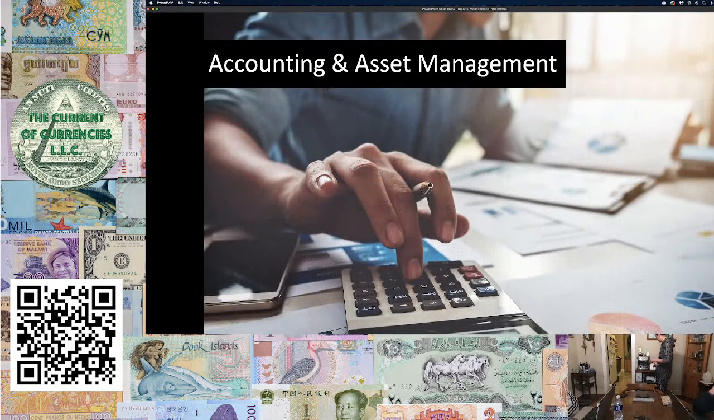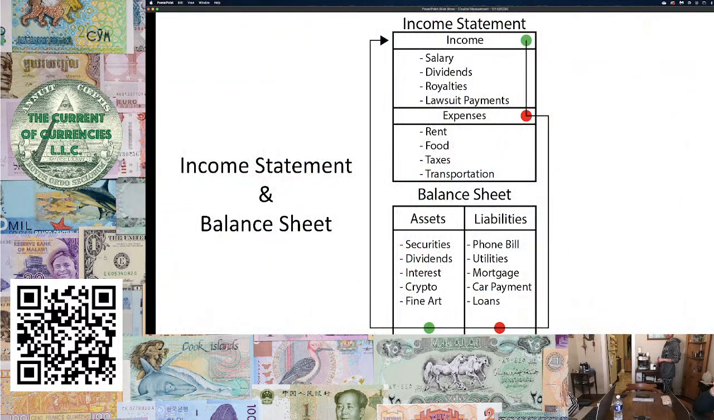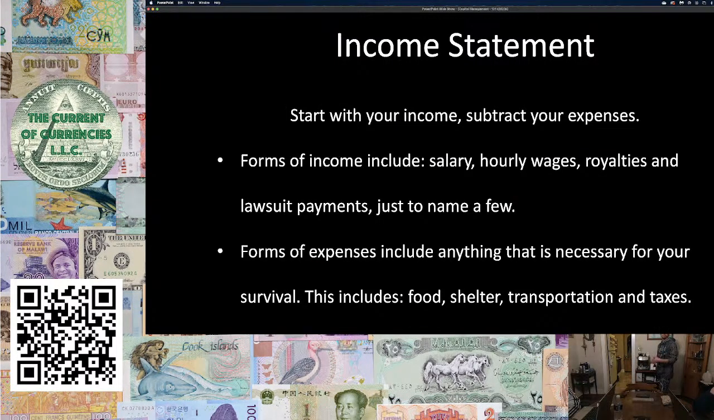So, accounting and asset management. Here is a typical income statement and balance sheet. This is for an average human being. So, we have 4 parts to this. Our income statement is income and expenses. And then our balance sheet is assets and liabilities. So, start with your income, subtract your expenses.